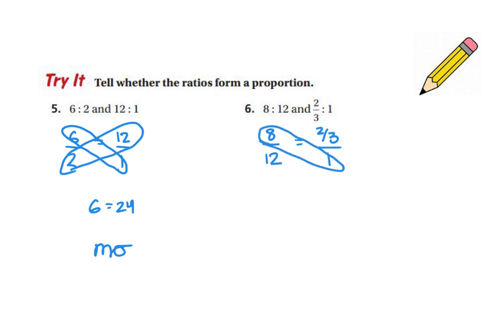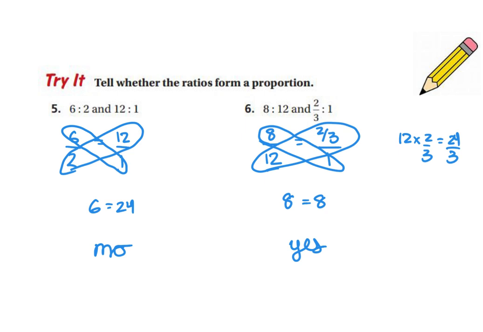So 8 times 1 is 8. 12 times 2/3 is 24/3, and 24 divided by 3 is 8. So we would say yes, these two ratios do form a proportion.